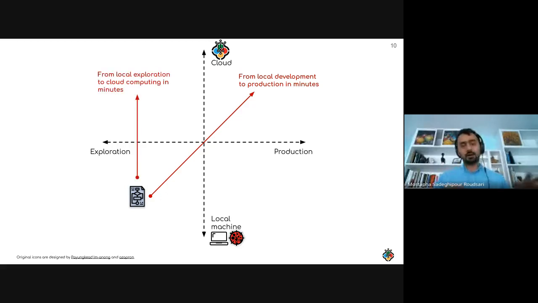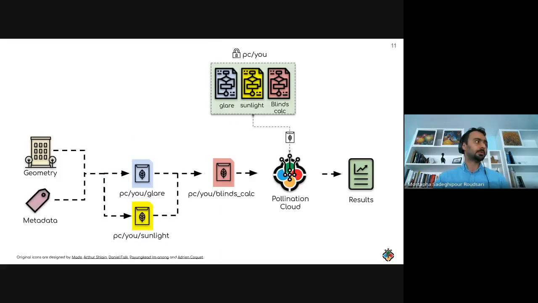Similarly, if you're running it on a local machine for a small model and now you want to run it for a very large model, it takes a couple of minutes. You can go vertically up there and get it all done, again in a couple of minutes, by deploying it to Pollination. And if you are already logged in, you probably know what I'm talking about.